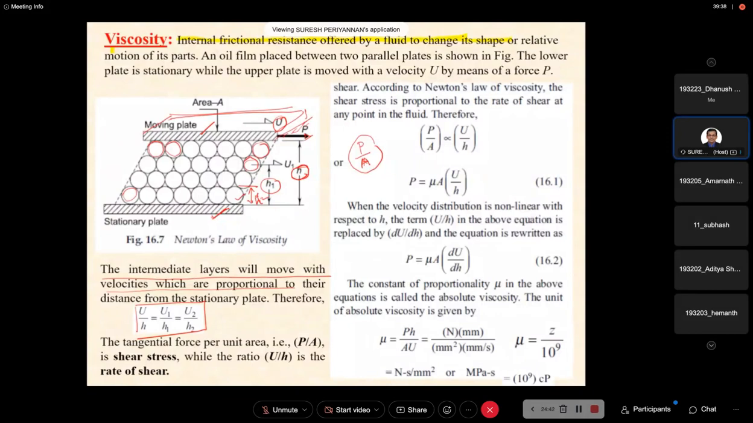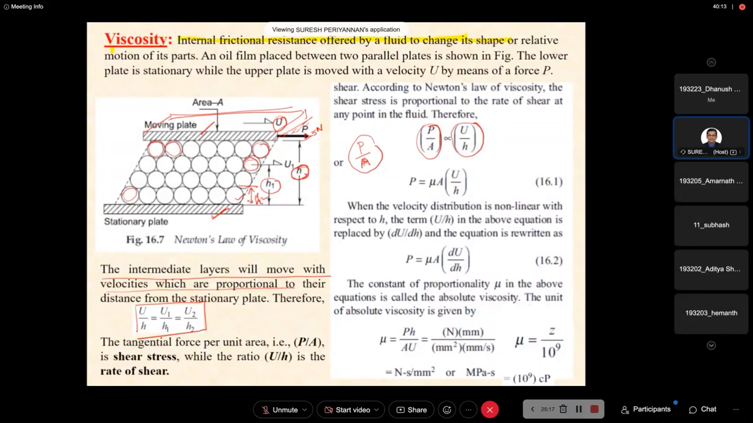Now the tangential force we applied is nothing but the shear force. So based on Newton's law of viscosity, P by A, the shear stress, is proportional to U by H. Why am I putting proportional? Because the fluid plays an important role and it depends on the fluid. Suppose I'm using water and applying a force of 5 newton on the plate. Now I'm using castor oil and apply the same 5 newton on the plate. The movement of the plate is at a different speed.